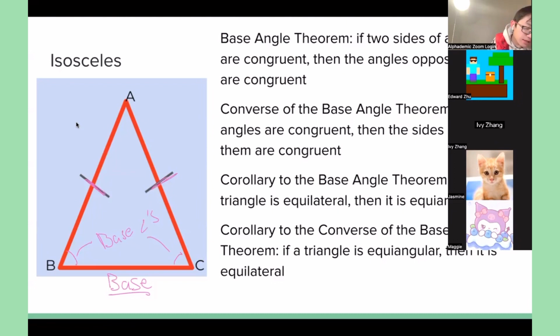Next up, we have the vertex right here. And then this is what you call the vertex angle, which is just the angle formed by the two legs coming up together. And then the legs are what you call the two congruent sides. So leg and leg. Does anyone have any questions on this? All right, I will keep on going.